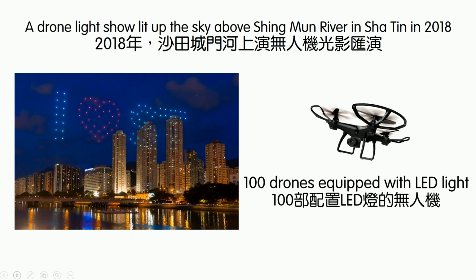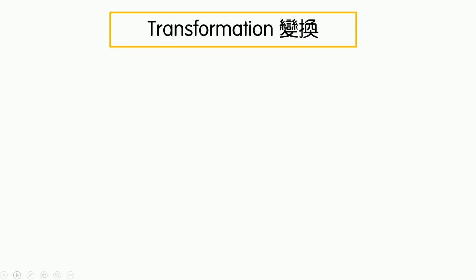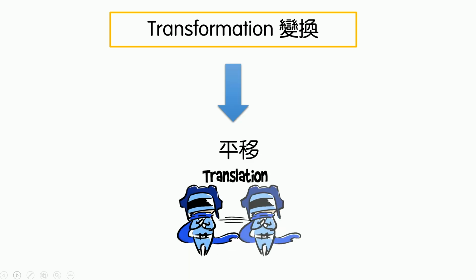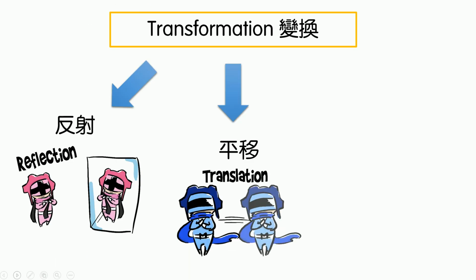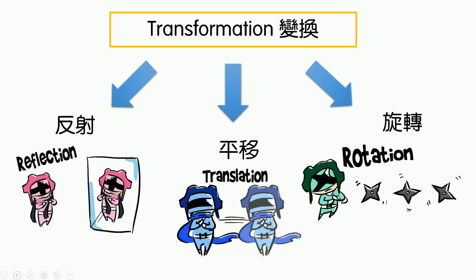So actually, how can the drones go to some exact place to form patterns or letters in the sky? Actually, it relies on the coordinate system. There are three transformations on a rectangular coordinate plane: translation, reflection, and rotation. And in this video, I will talk about translation and reflection.